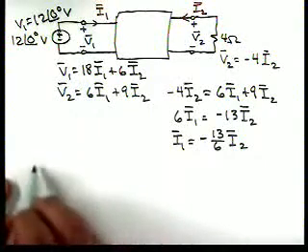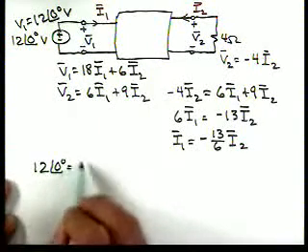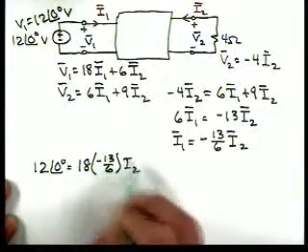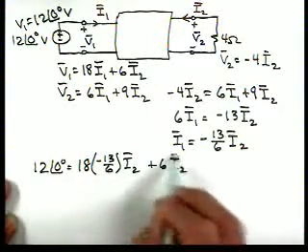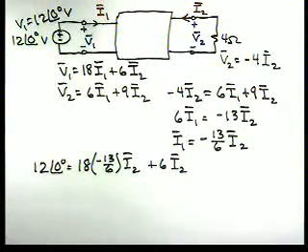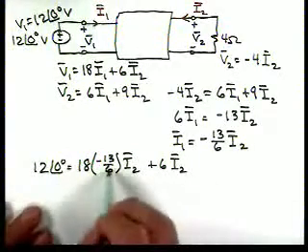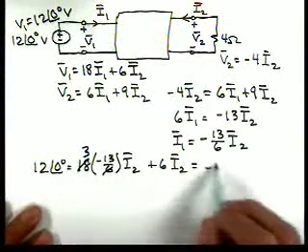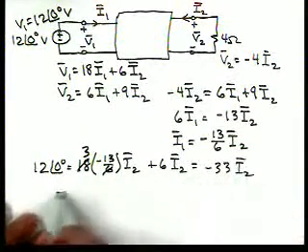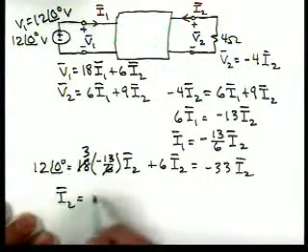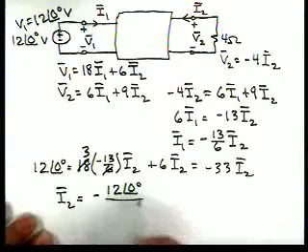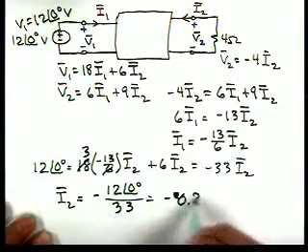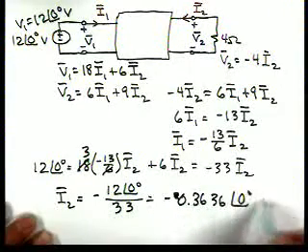Okay, so now we have 12 at an angle of 0 is 18 times minus 13 over 6 times I2 plus 6I2. And if we cancel out, this is 3, so this becomes minus 33I2. So then I2 becomes minus 12 at an angle of 0 over 33, which is minus 0.3636 at an angle of 0 degrees amps.